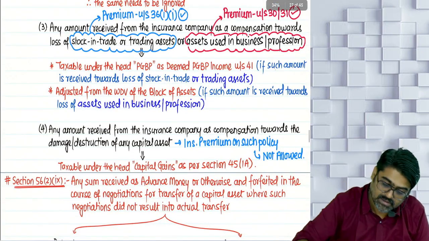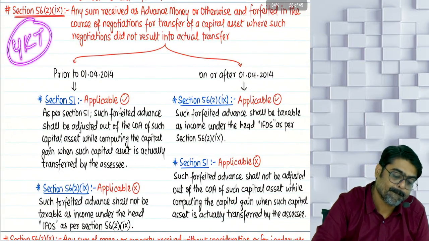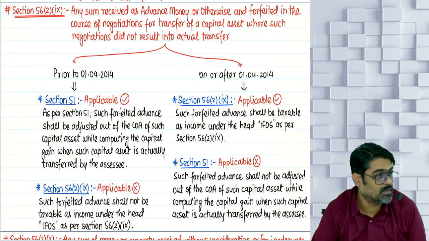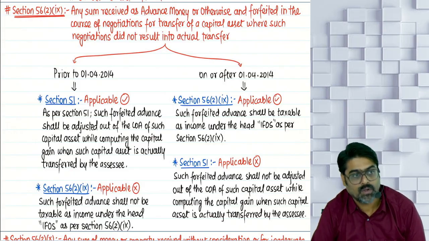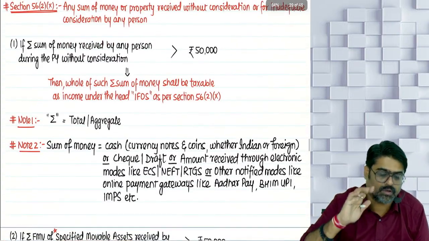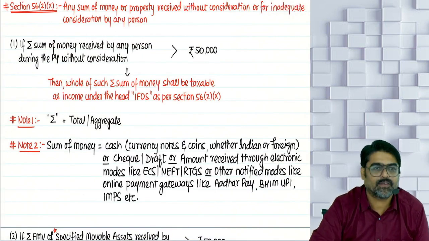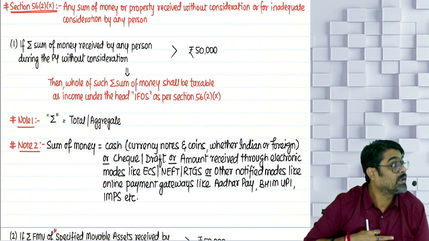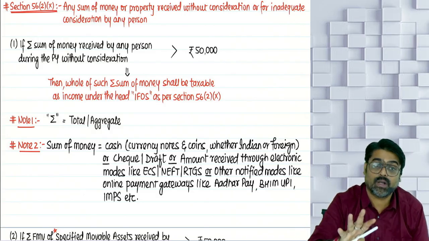Done, sir? Clause number 9. We have done these items in so much detail. Advance money received and forfeited on or after 1st April 2014 will be taxable here. Then clause number 10. Now this is an important clause: gift. How many cases? 5 cases. In any of these 5 cases, whatever you are receiving will be treated as your gift.